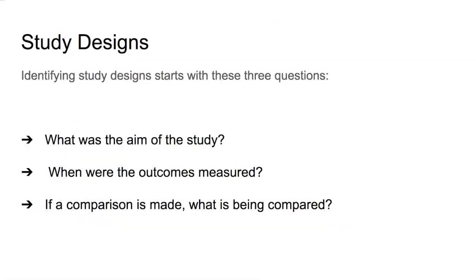All right, so when you're identifying a study design, you're going to start with these questions. What was the aim of the study? And don't worry, when we go through and appraise a study in the next few weeks, I'm going to show you quickly how to find some of these answers. So what was the aim of the study? When were the outcomes measured? And if a comparison is made, what is being compared? Those are some questions you want to start with, and that'll get you started on your appraisal.